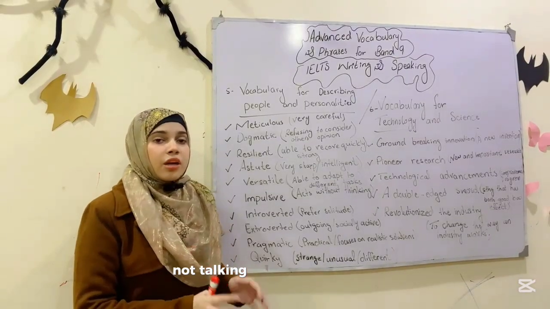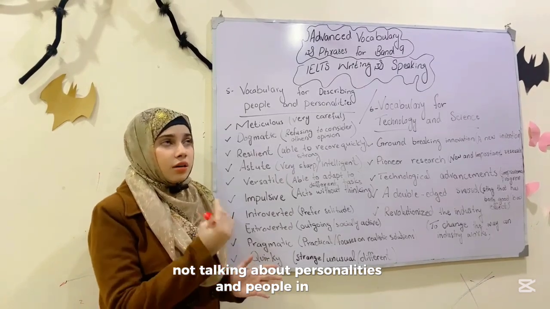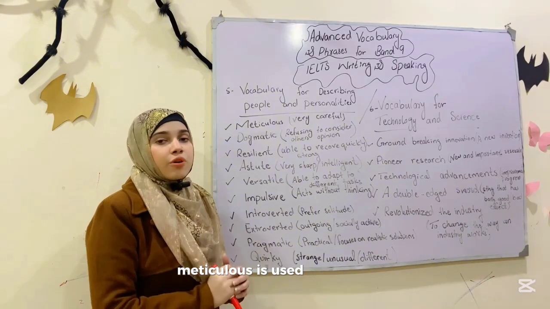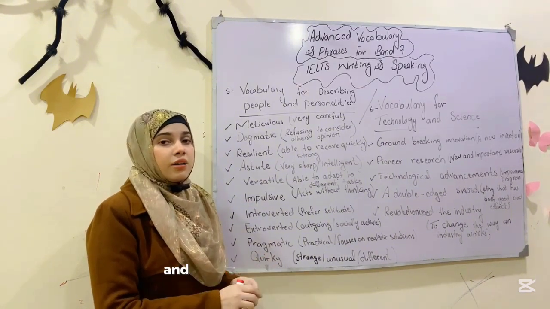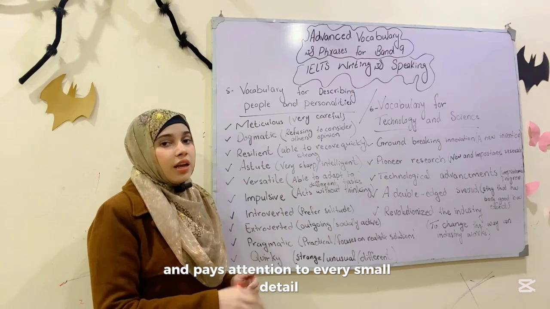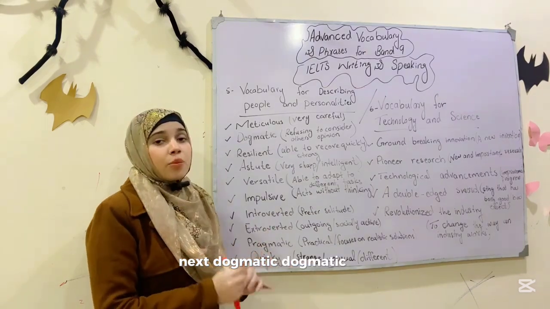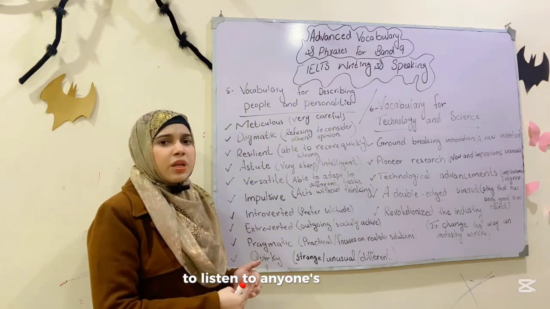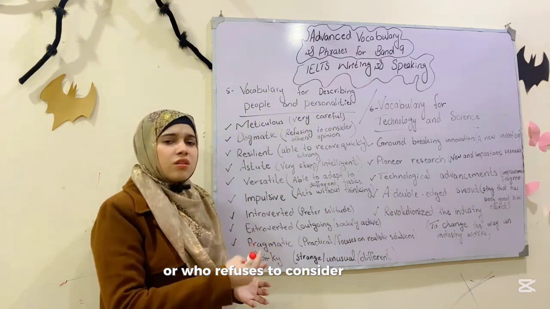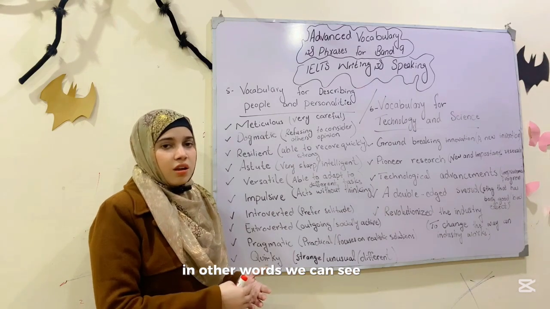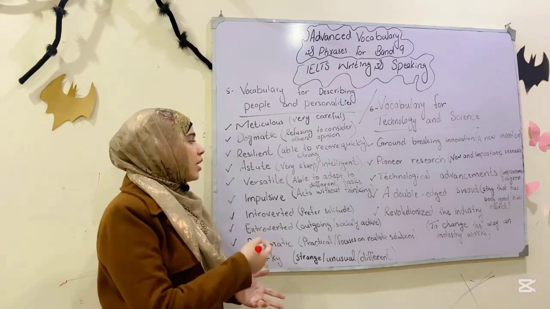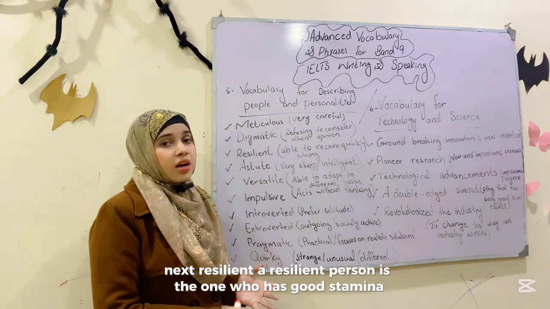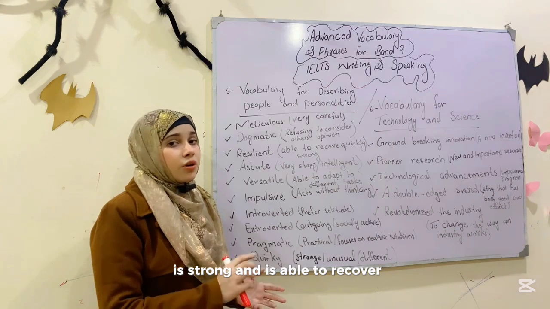Okay. Now, talking about personalities and people in IELTS, we use these words such as meticulous. Meticulous is used for a person who is very careful and pays attention to every small detail. Next, dogmatic. Dogmatic is used for a person who refuses to listen to anyone's opinion or to consider others' opinions. In other words, we can say a dogmatic person is stubborn.